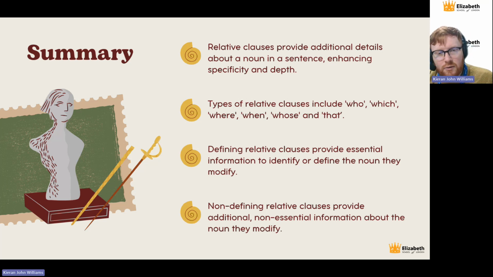We have defining relative clauses which give us essential information about the noun, and the information cannot be removed without the sentence being without any sense. Then we have non-defining relative clauses, which add extra information, but this is not essential to the sentence, so you could remove it and it still makes sense.